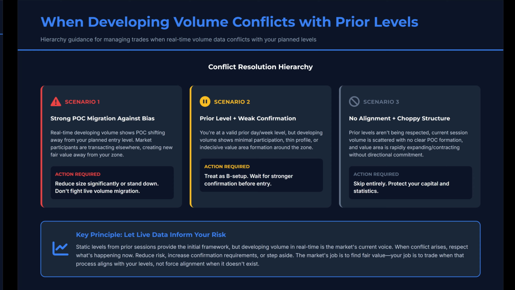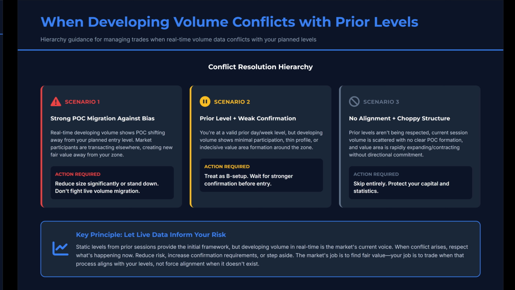Scenario 2. Prior level plus weak confirmation. Yellow caution. This is a more nuanced scenario that requires tactical adjustment rather than complete abandonment. You're at a valid prior day or prior week level. The level has good history. The trend aligns. But when you watch your developing volume, you see minimal participation, a thin profile, or indecisive value area formation around the zone.